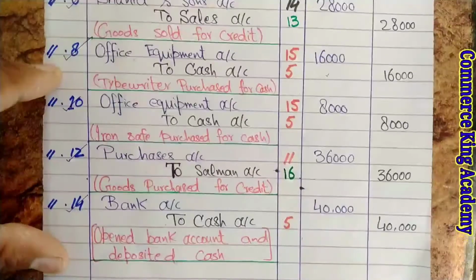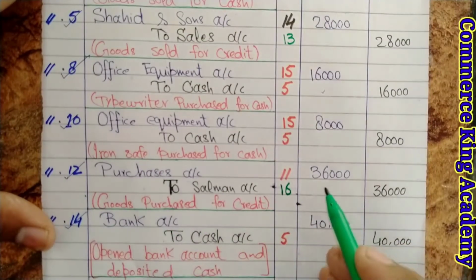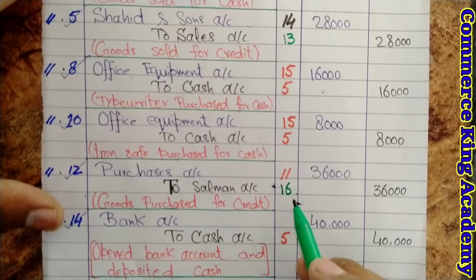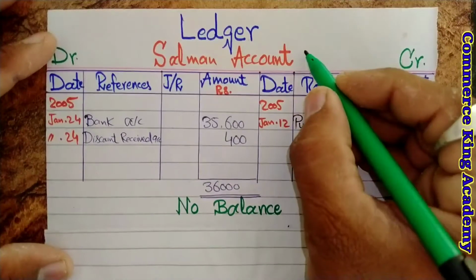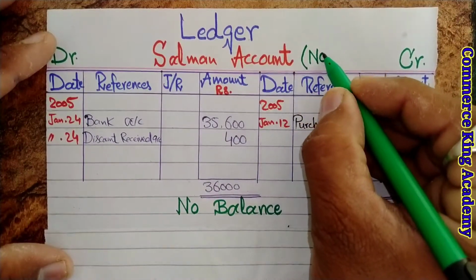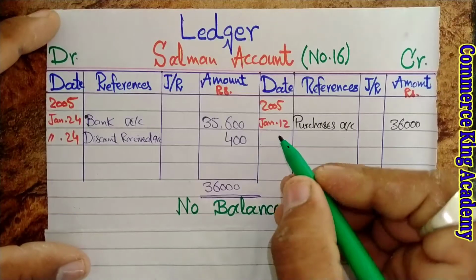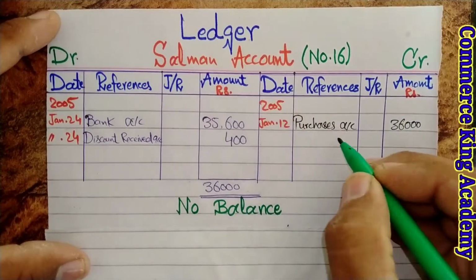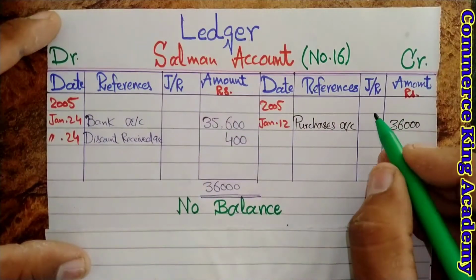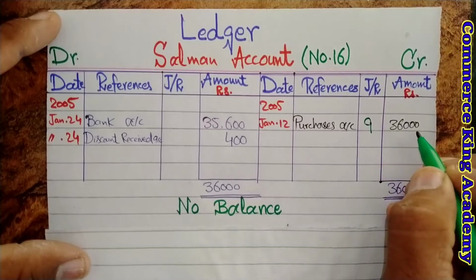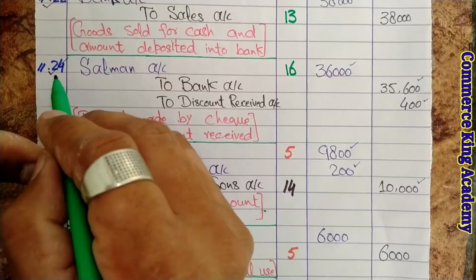Okay. So Salman account, on date Jan 12th, is credited by purchases account amounting to 36,000 rupees with ledger folio number 16. Right? You can see here this is the ledger account of Salman, with ledger folio number 16. Debit side and credit side. So the first entry would be on Jan 12th. Salman account is credited by purchases account with journal reference number 9, 36,000 rupees.